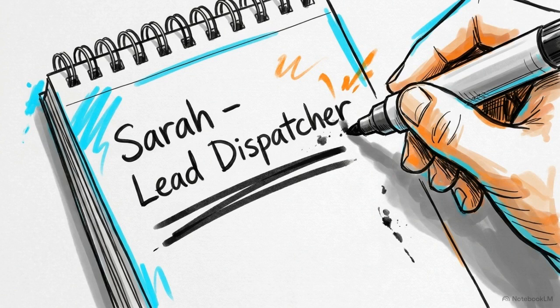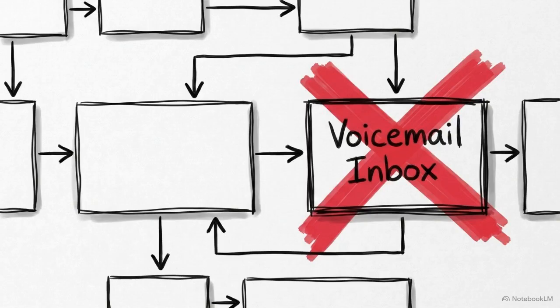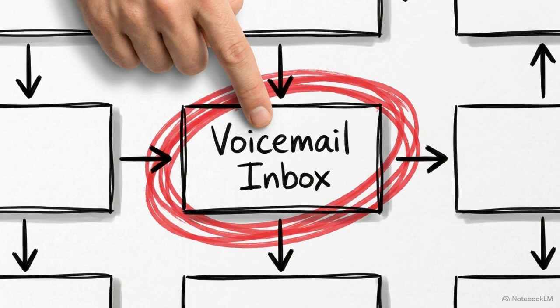Write down the name of the exact staff member currently responsible for checking those voicemails and returning those calls. Documenting this manual failure path is required. You have to know exactly where the communication breaks down before you can insert a digital assistant to repair it.